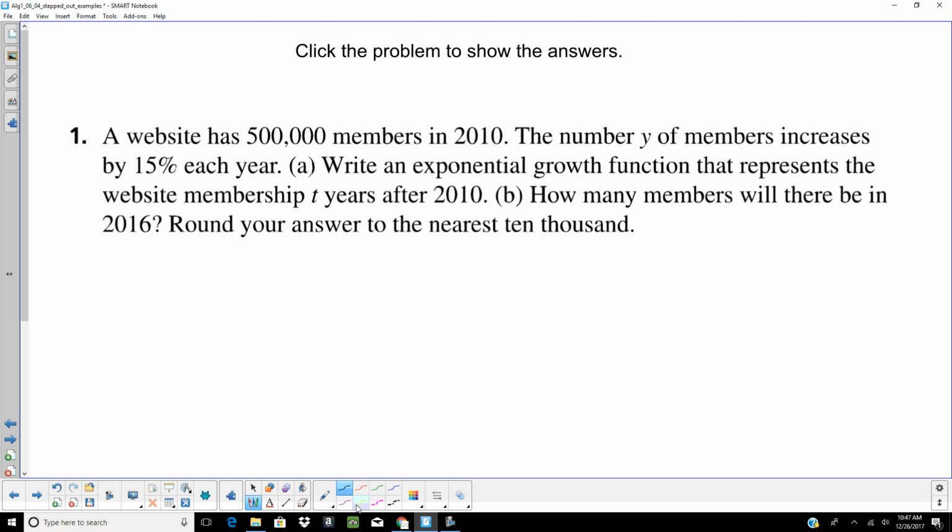All right, here we've got a website that has 500,000 people. In 2010, the number Y of members increases by 15% each year. We want to write an exponential growth function that represents the website t years after 2010. And then they want us to evaluate it in 2016. Very similar to our last problem. Why don't you hit pause and see how you did?